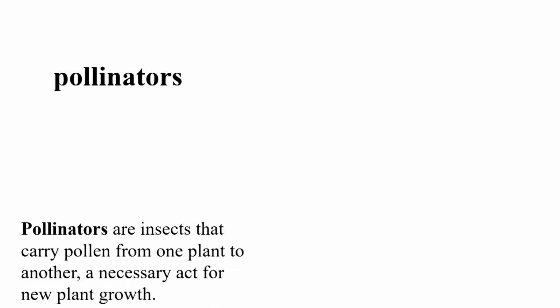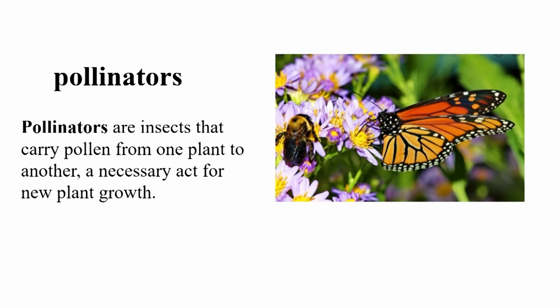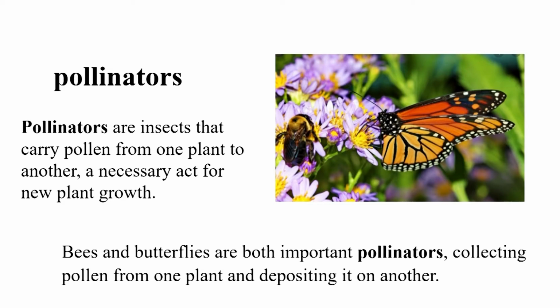And last, our vocabulary word for today is pollinators. Repeat after me. Pollinators. How many syllables are in pollinators? Yes, there are 4. Pollinators are insects that carry pollen from one plant to another, a necessary act for new plants. Let's use it in a sentence. Bees and butterflies are both important pollinators, collecting pollen from one plant and depositing it onto another. I just love pollinators because they have such an important job.